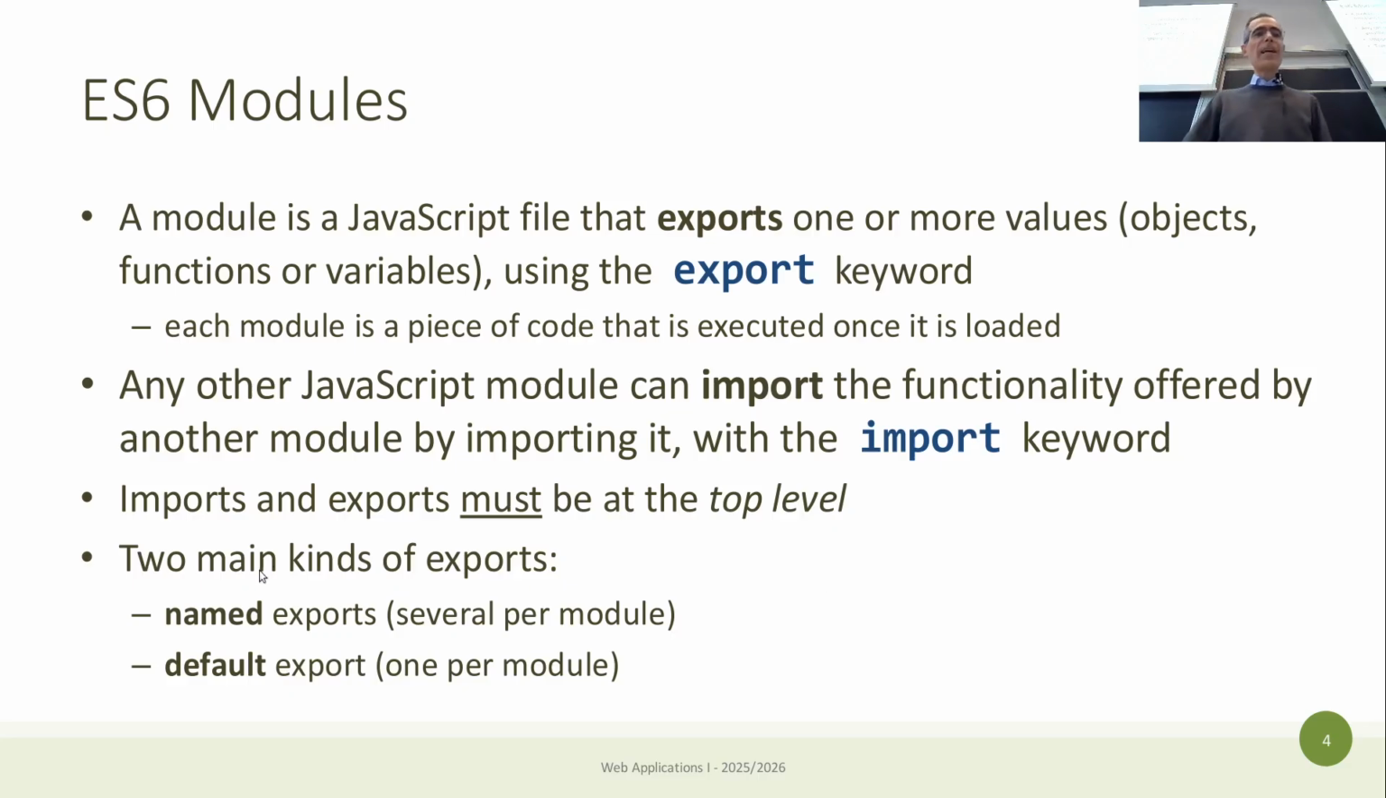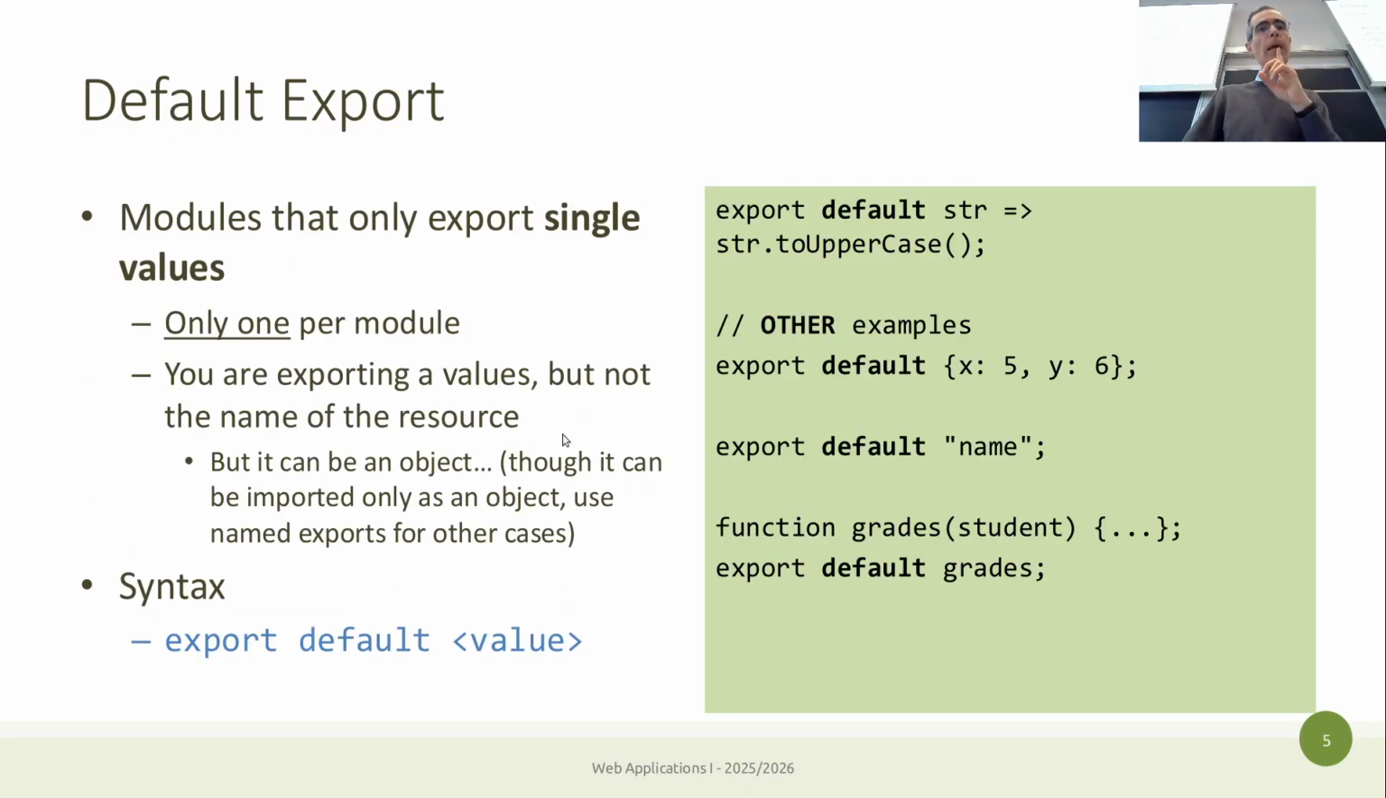Okay? And there are two main kinds of exports. Named exports, there can be more than one, and default export, of course, there is just one for each module. Okay? So how do we use them? Well, we need to have two files at least to make them work. Either we define both files, or we have one file and the other file has been defined by a library, by a package, and so on.